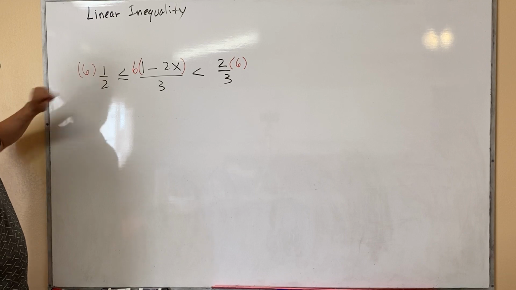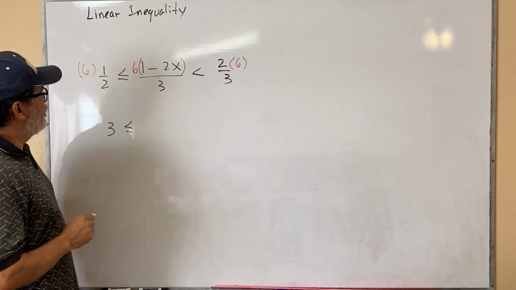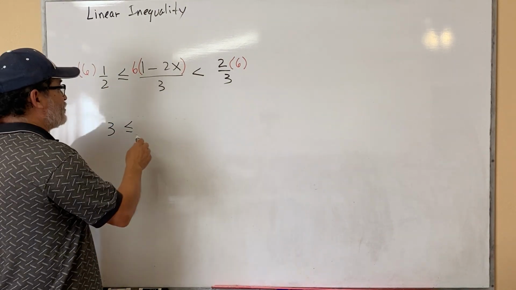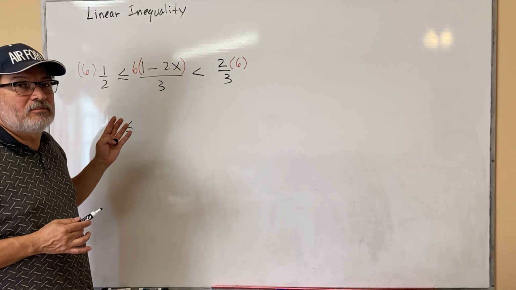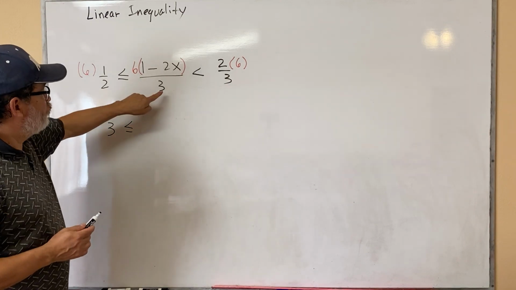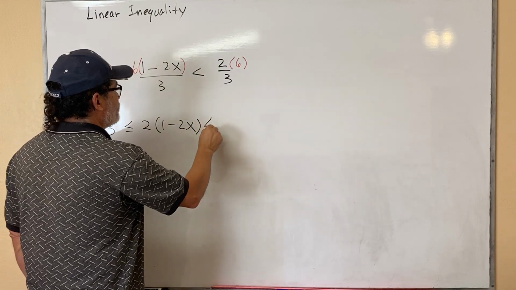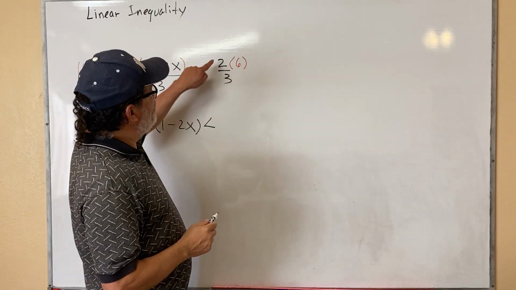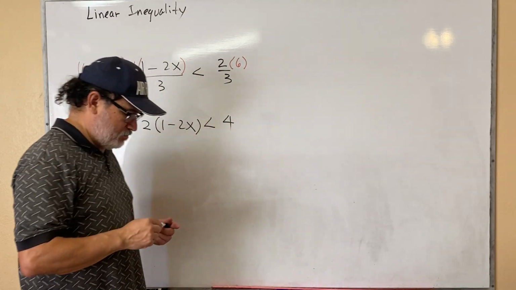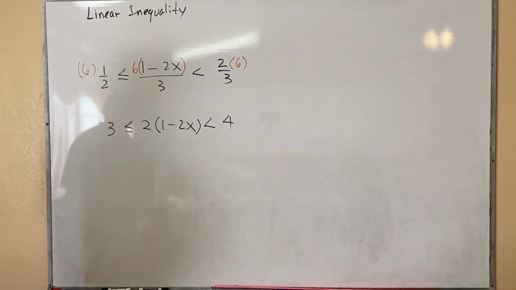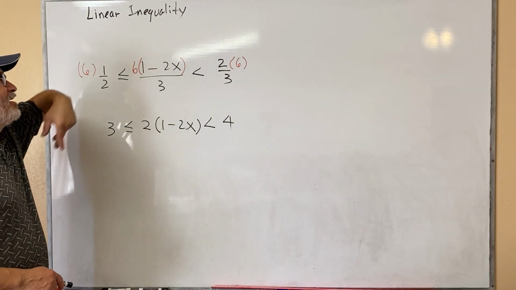Now you tell me what's half of 6? 3. That's a 3. The 3 goes into the 6 2 times. I don't worry about parentheses because I shouldn't until fractions are gone. 3 goes into 6 2 times, so 2 times 1 minus 2x. And 3 into 6 2 times, and 2 times 2 is 4. There you go. So this fractional inequality, no more fractions.